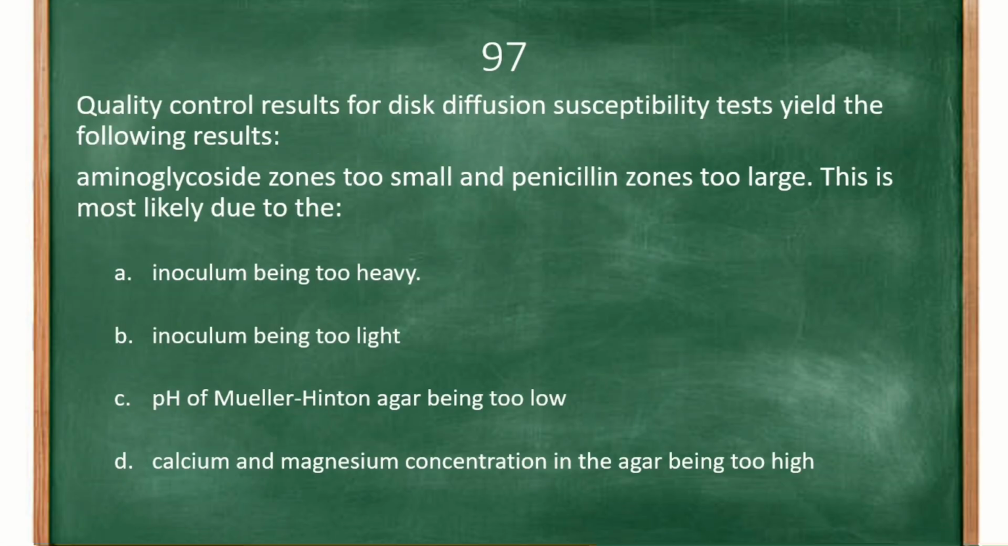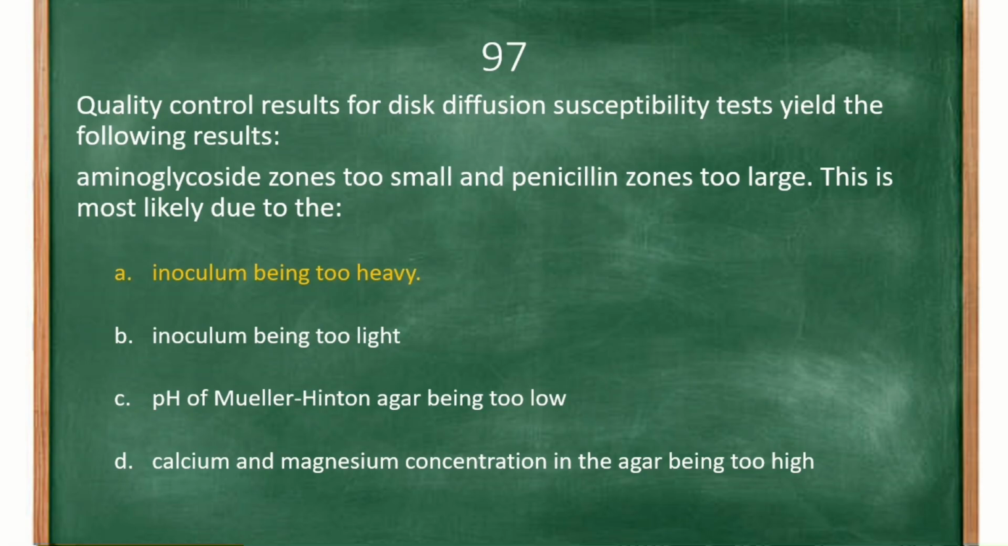Okay, let's continue. Question 97. It says that quality control results for disc diffusion susceptibility test yield the following result: aminoglycoside zone too small and penicillin zone too large. This is most likely due to A, inoculum being too heavy, B, inoculum being too light, C, pH of Mueller-Hinton agar being too low, and then D, calcium and magnesium concentration in the agar being too high.